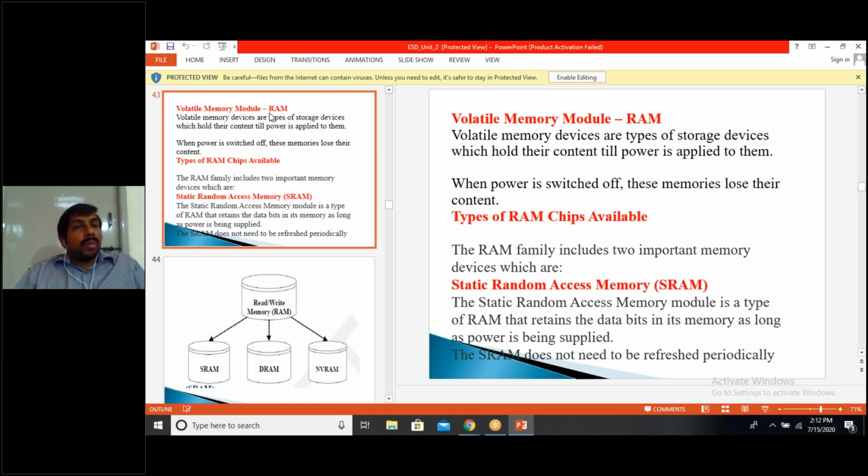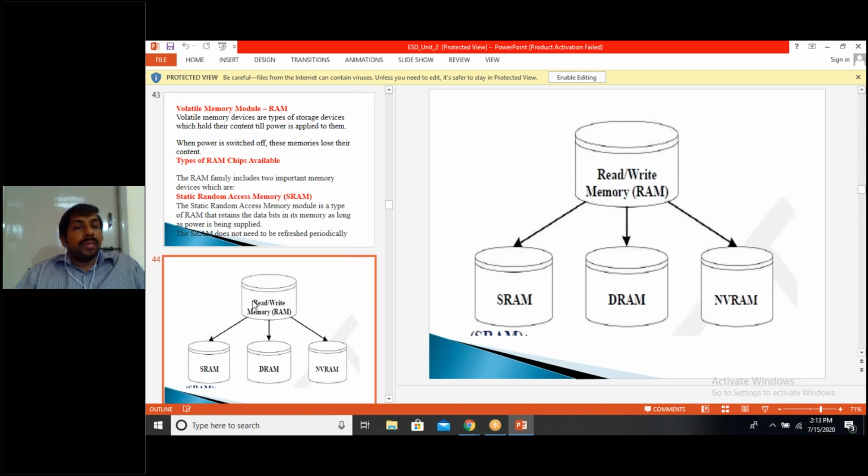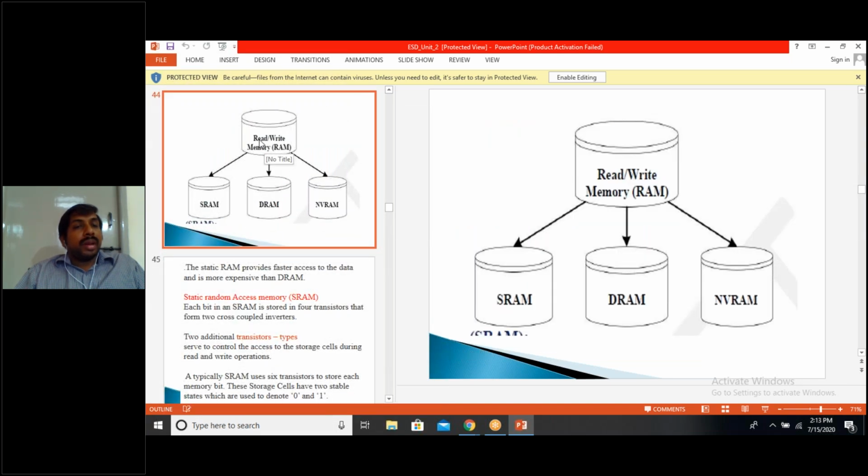So coming to volatile memory, RAM, they are of 2 types, SRAM and DRAM. SRAM stands for static random access memory. It retains the data in its memory as long as power is supplied. SRAM does not require to be refreshed periodically. So this RAM, read-write memory, is of two types, SRAM and DRAM, which come under volatile. Other than that, you have one more type of RAM called non-volatile RAM.